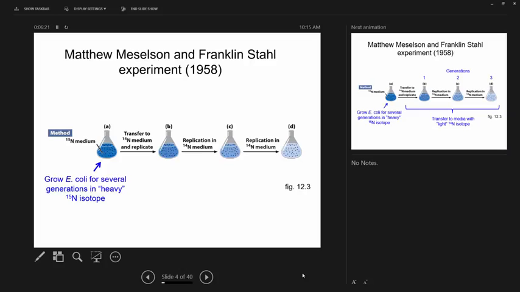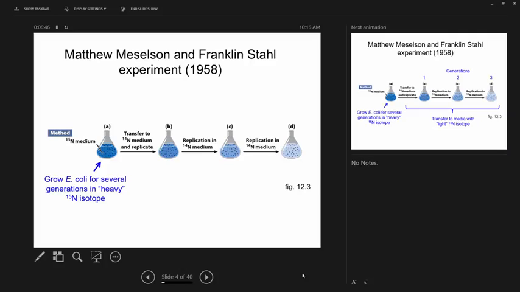Anyway, this 15N or heavy isotope has a molecular weight of 15 because there's still 7 protons, but there's an extra neutron. So there's 7 protons and 8 neutrons. Now you get an atomic number of 15. But unlike the 32P and 35S, this is stable. It's not going to disintegrate.